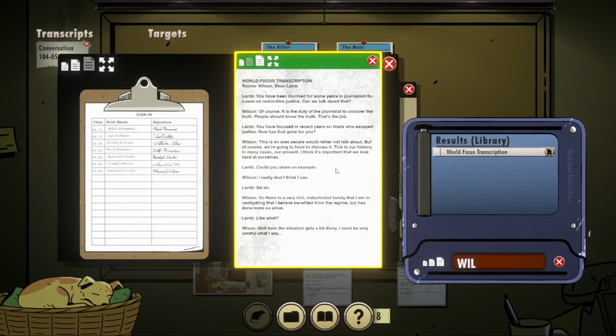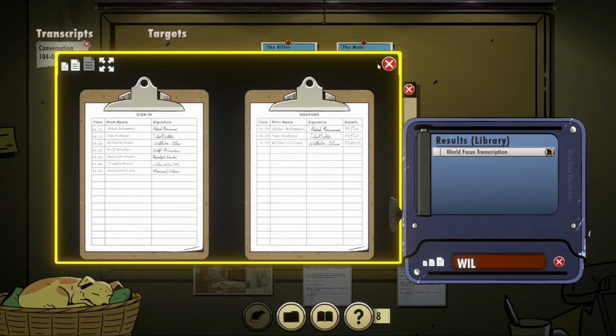Go on. So there's a very rich industrialist family that I am investigating that I believe benefited from this regime, but has done more so since. Like what? Well, there's a situation gets a bit dicey. I must be very careful what I say.